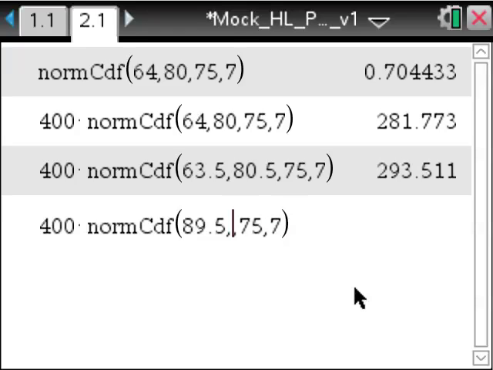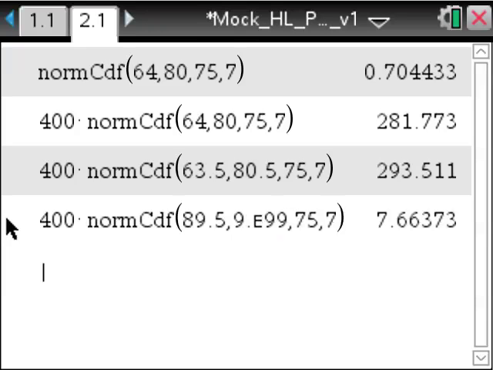Infinity is quite a large number, so what we can do is do 9 EE99. That's a pretty big number. That's close enough here. Pressing enter gives us around about 7 or 8, depending on your rounding. And the question is done.